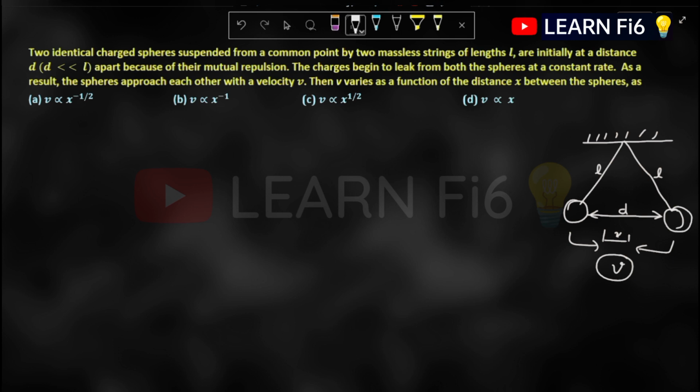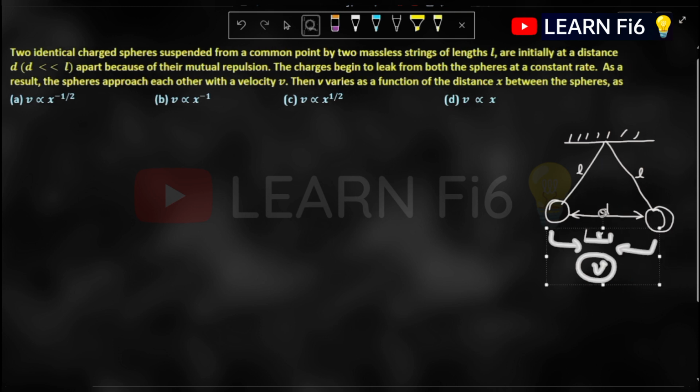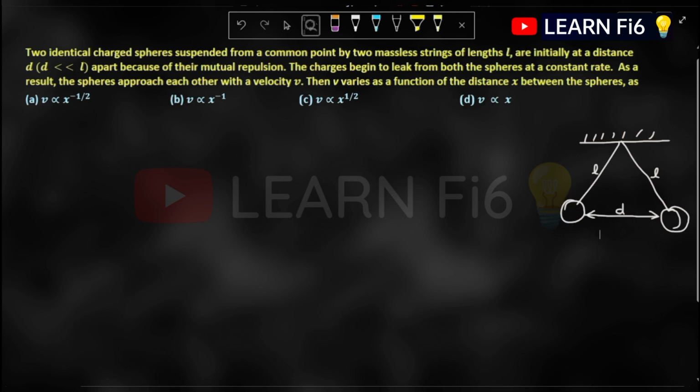We have to find the relationship between the velocity and the distance between these two charges when they are x meter apart. So let me erase this and redraw with the distance x. We can take the value as x instead of d, because at the moment it starts to move, its value will become x.